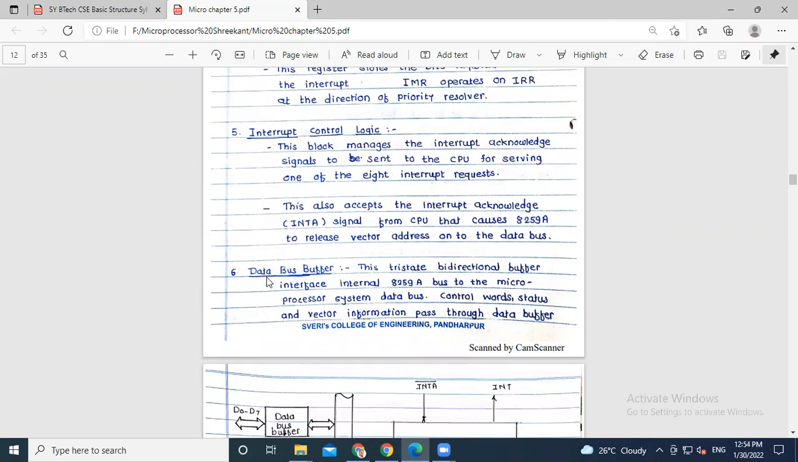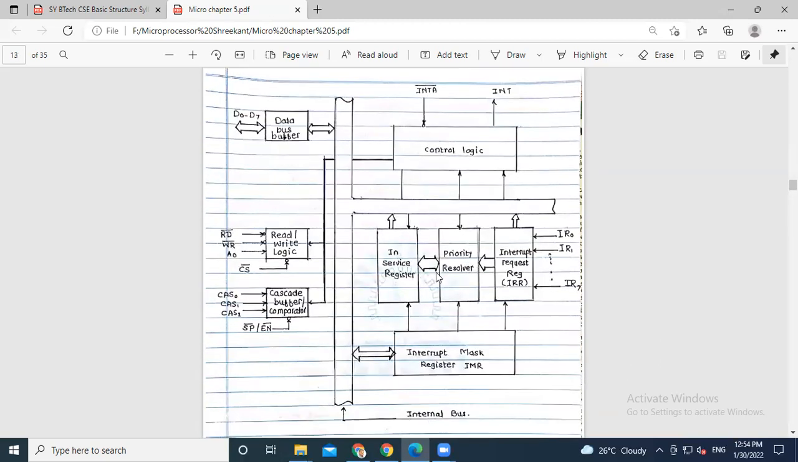So for that, the data bus buffer is a tri-state bidirectional buffer that interfaces the internal 8259 bus to the microprocessor system data bus, and the control word, status and vector information pass through the data buffer. So now I will explain the architecture of 8259.